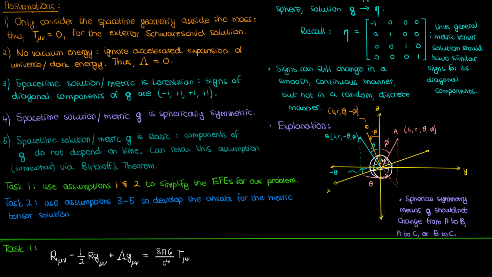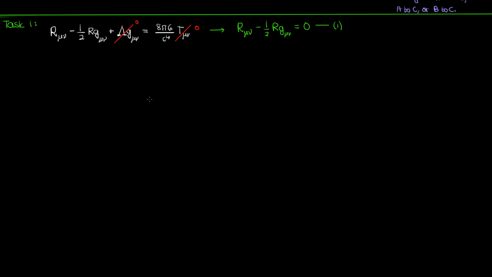By assumption 1, the stress-energy tensor on the right is 0, and by assumption 2, the cosmological constant term is 0, so we'll cancel those out and be left with the following for the Einstein field equations. I'll call this equation 1. Let's now multiply both sides by the inverse metric tensor, so g super mu nu, and then sum over mu and nu. When we do that, this is what we get.